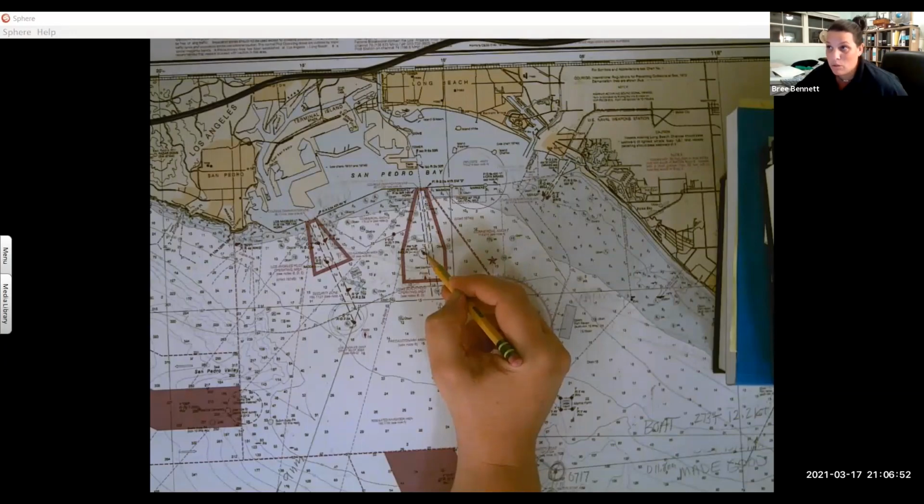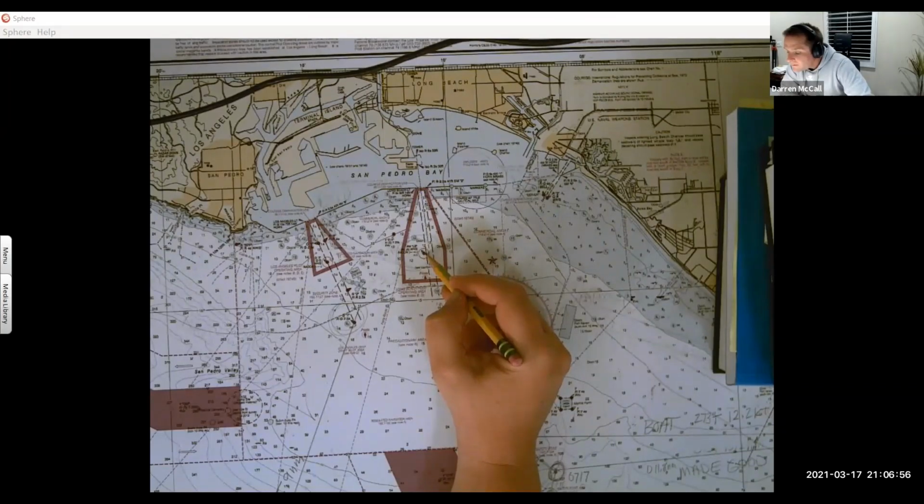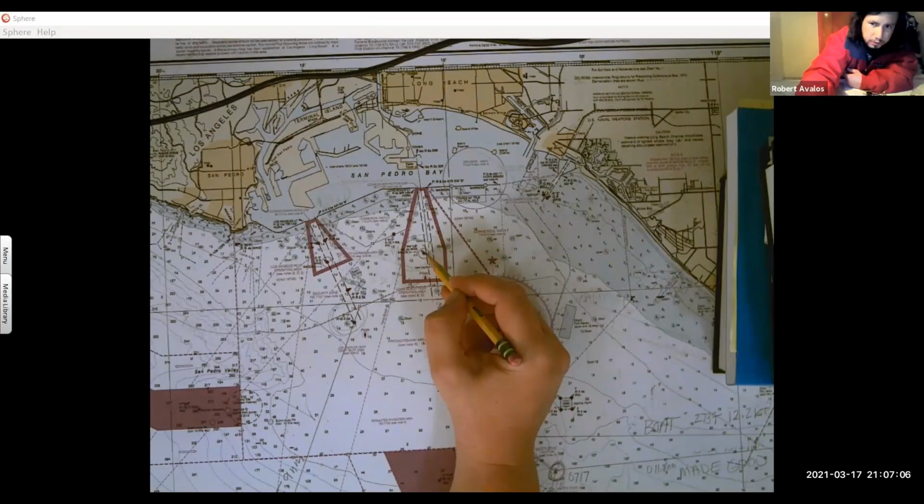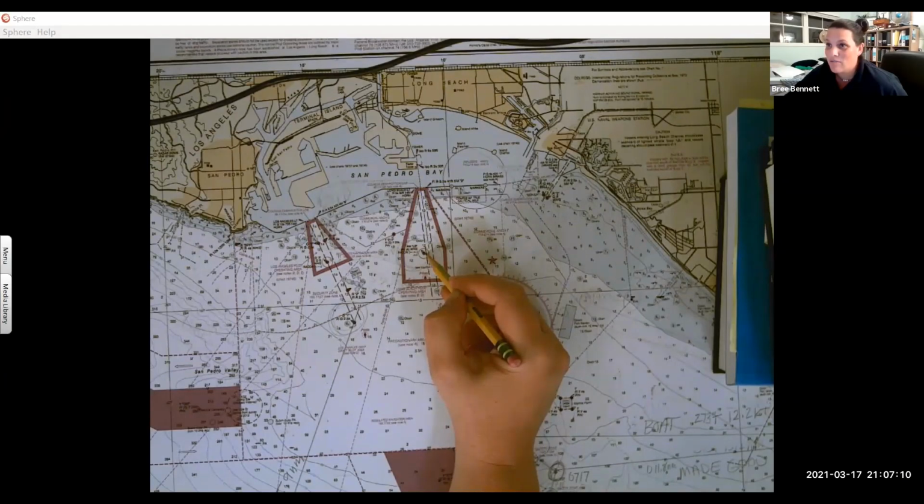What color is the buoy? It's red and white. Is it horizontally or vertically striped? It doesn't tell you on the chart. Those are vertical, aren't they? Vertically striped. Yes, our safe water marks are vertically striped. So it's red and white with vertical stripes.